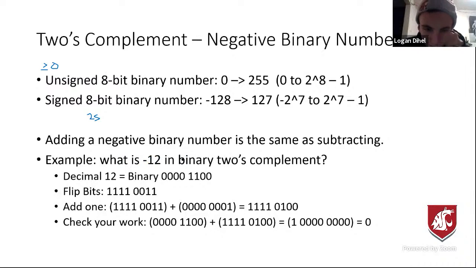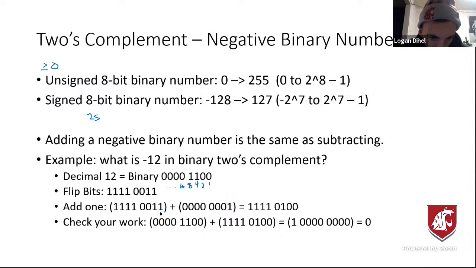What is negative 12 in 2's complement? We'd write 12 in binary. This is the 1's bit, the 2's bit, the 4's, the 8's, and then this is a 16. So 12 is 8 plus 4, and this is what 12 is in binary. Then we're going to flip all the bits and add 1.